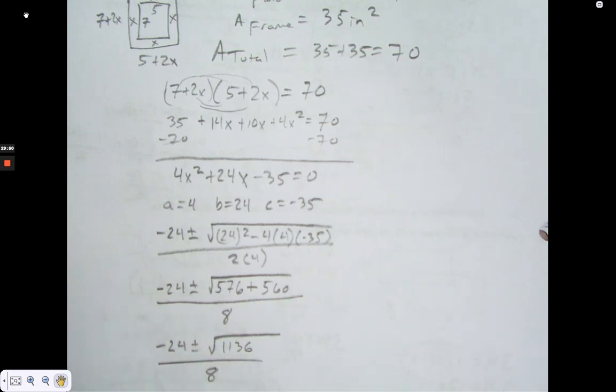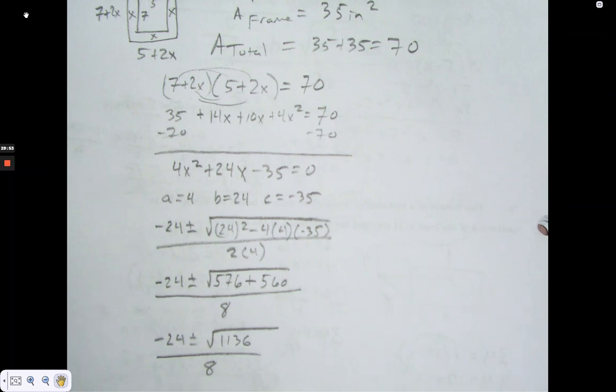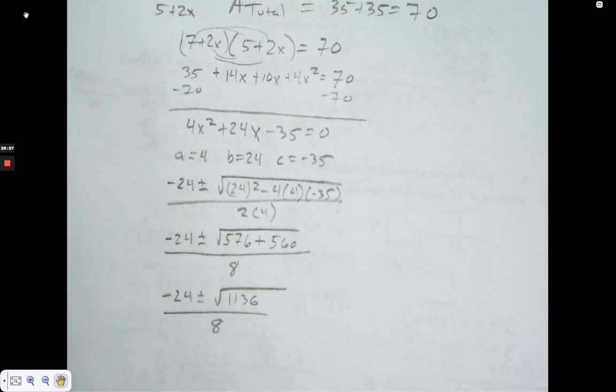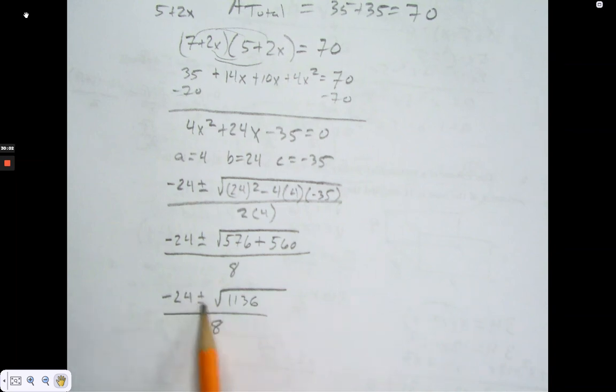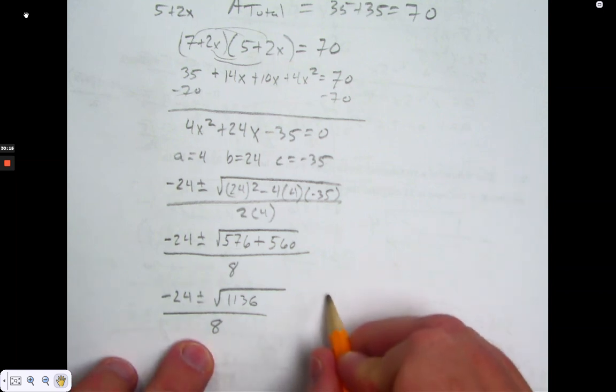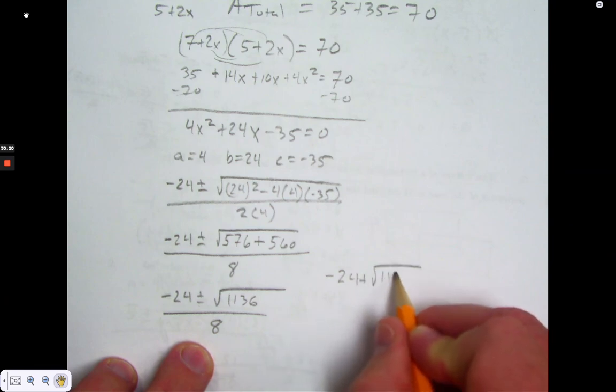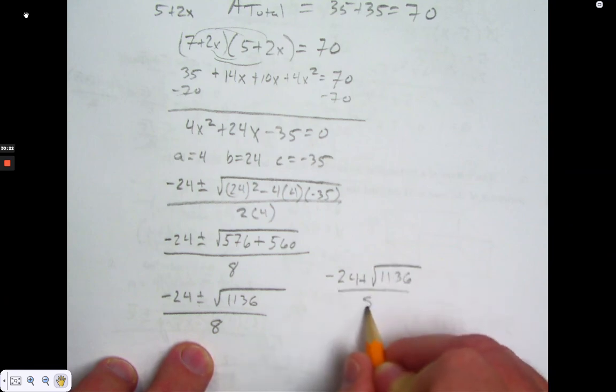Now, I didn't tell you this at the beginning, but on this one we're going to do the decimal approximation. So we're going to go over how that works. Now, we're talking about the width of this frame around an edge. If I do negative 24 minus another number, so a negative minus another amount, is that going to give me something that can give me a measurement? No. So we can ignore the minus. So the only one we actually have to look at is the negative 24 plus the square root of 1136 all over 8.